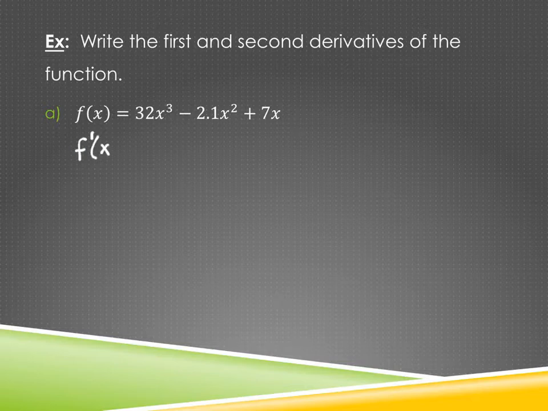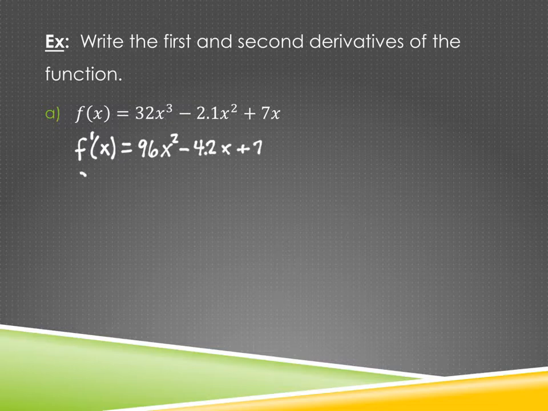So we're going to do f prime of x. 32x cubed, so we're going to bring the 3 down. What's 3 times 32? 96. 96x squared minus 2.1 times the exponent 2. So 2.1 times 2 would be 4.2x plus the derivative of 7x is 7.